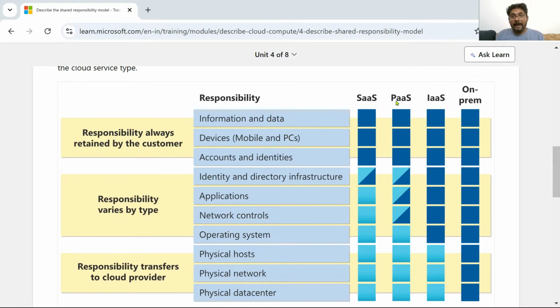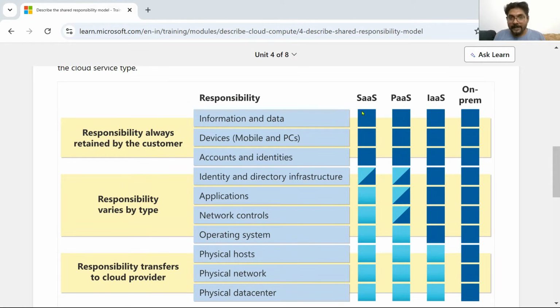PaaS means platform as a service. Then SaaS means software as a service. Now, when you hear these words for the first time, you get questions. Don't worry, these three terms we are going to cover in detail. So don't worry about them to understand what is IaaS, PaaS and SaaS. I'm going to cover that.